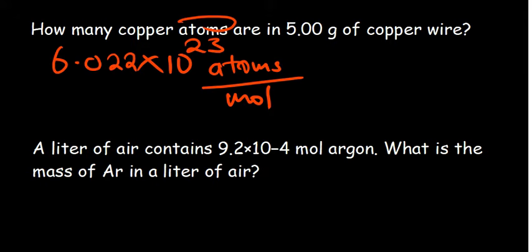Now in this case, I want us to determine the number of copper atoms that are in 5 grams of copper wire. We can clearly see that if we are to find the number of atoms, all we need to do is do away with the mole that is on the bottom. We can only do that by multiplying by the number of moles. Therefore, we need to find the number of moles of our copper wire. So how exactly are we going to do that?